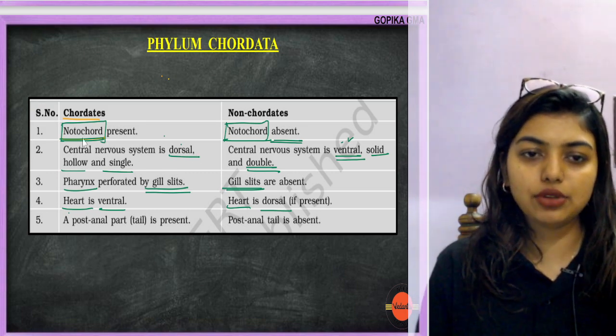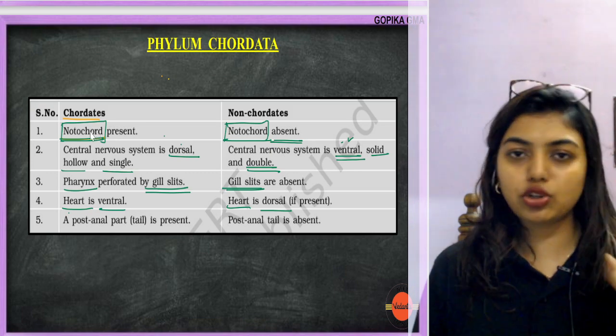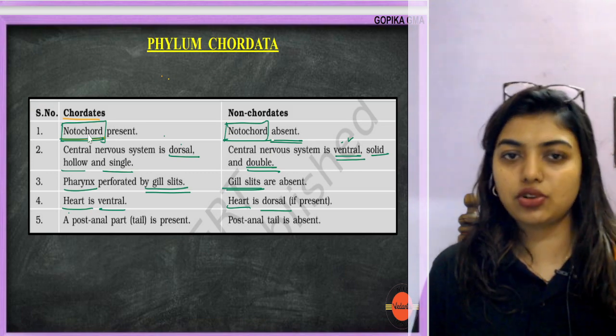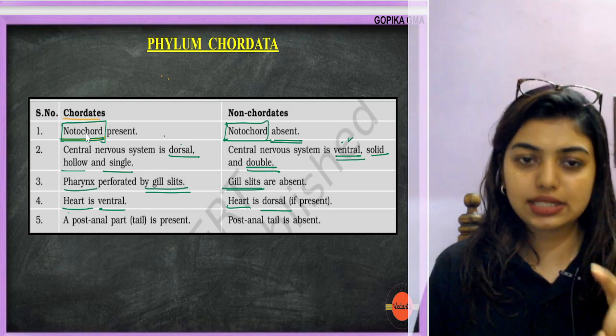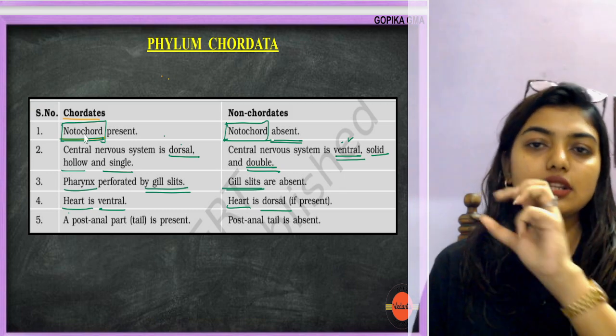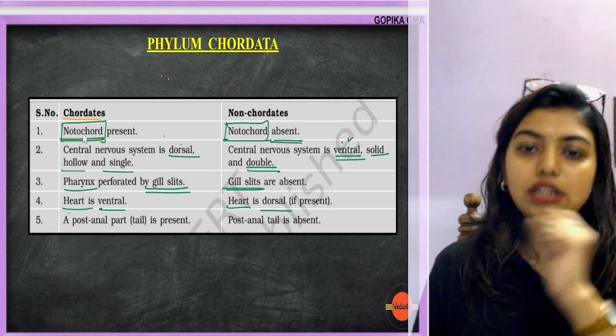Now, I'll give you an example. I know chordates. I know notochord is present. So, obviously, for non-chordates, notochord will be absent. I know that the central nervous system is dorsal, hollow and single. Okay, I will write here that this is ventral, solid and double.